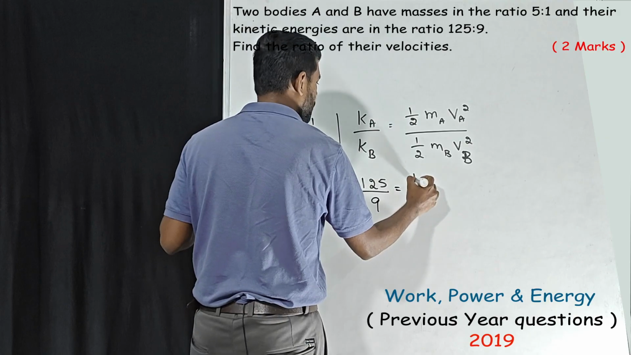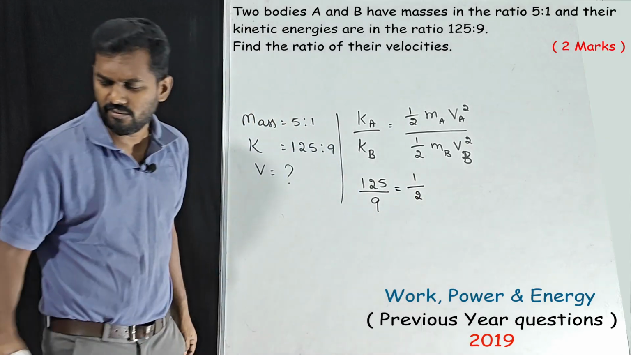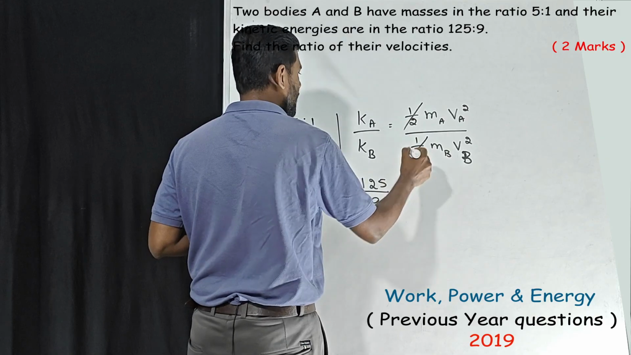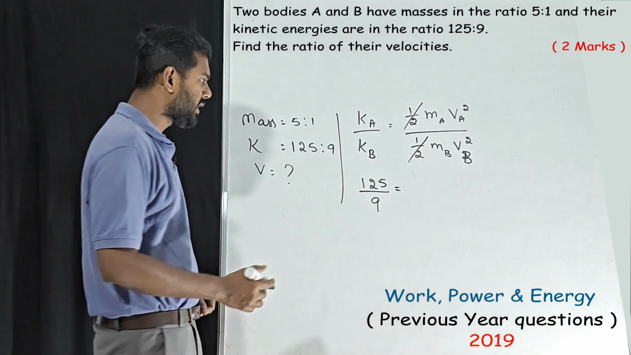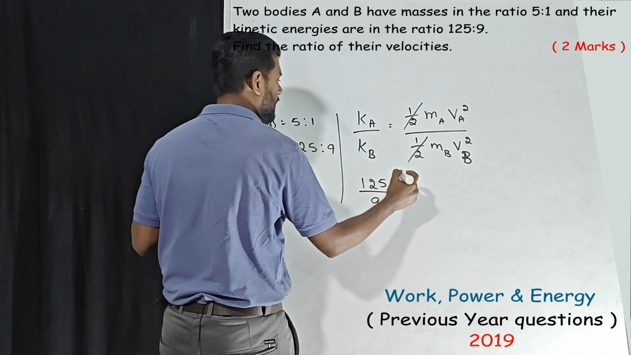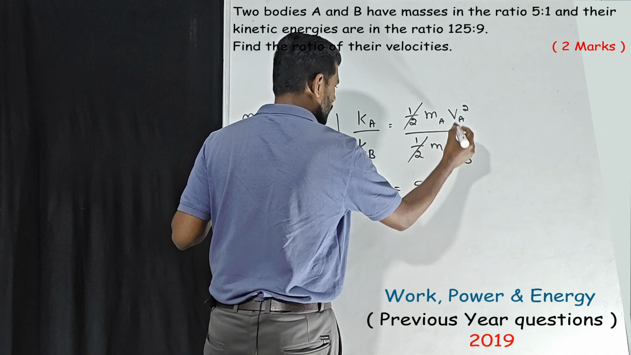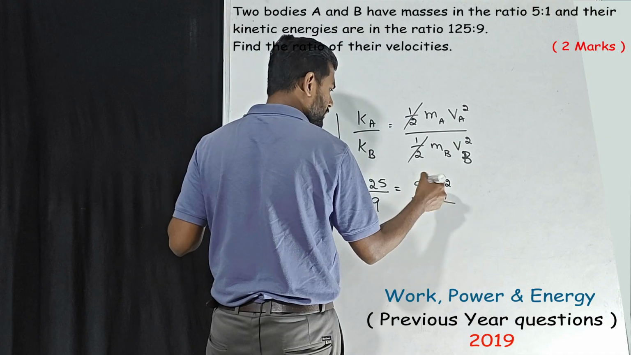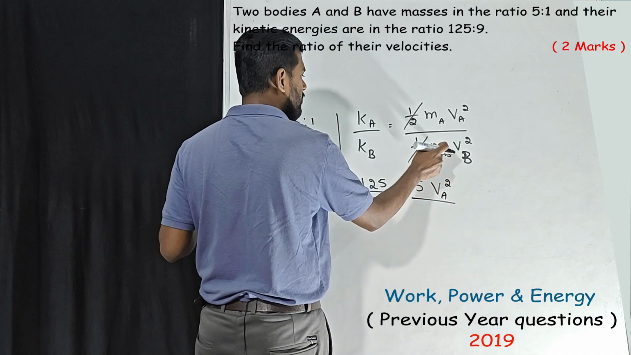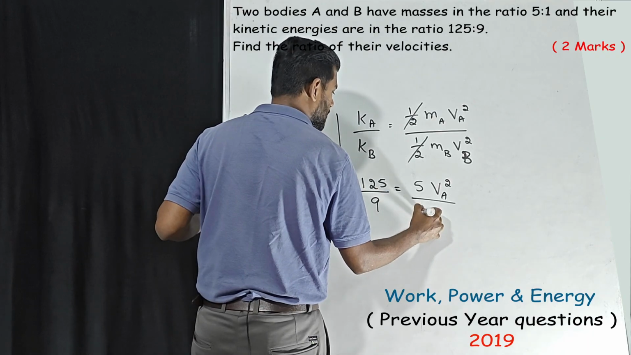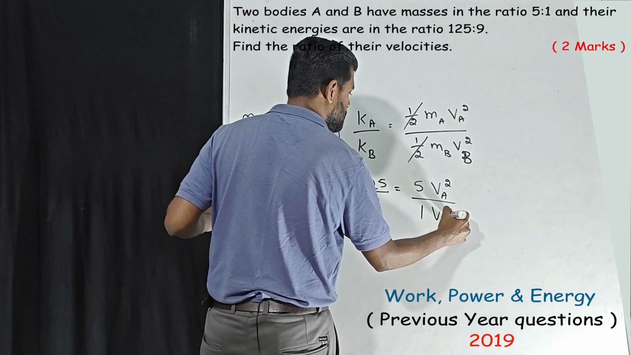Next, the half and half will get cancelled, correct? So we don't have to write them. Then the remaining thing is mass of A. What is mass of A? That is 5 into VA square. We don't know the velocity of A, that we are going to find. Then what is mass of B? Mass of B is nothing but 1, that is 1 VB square.